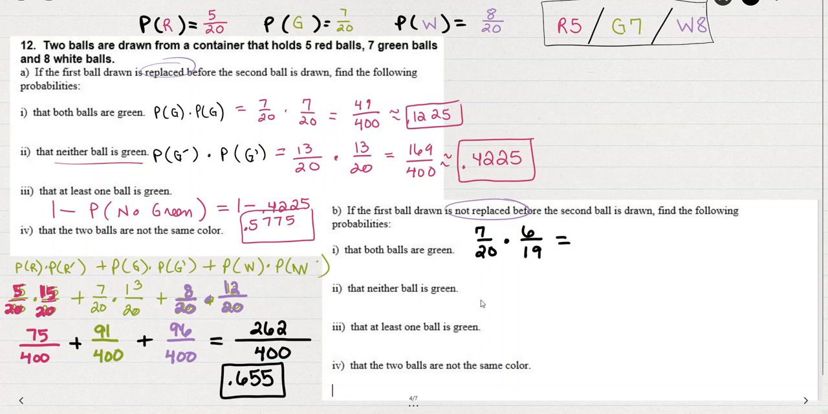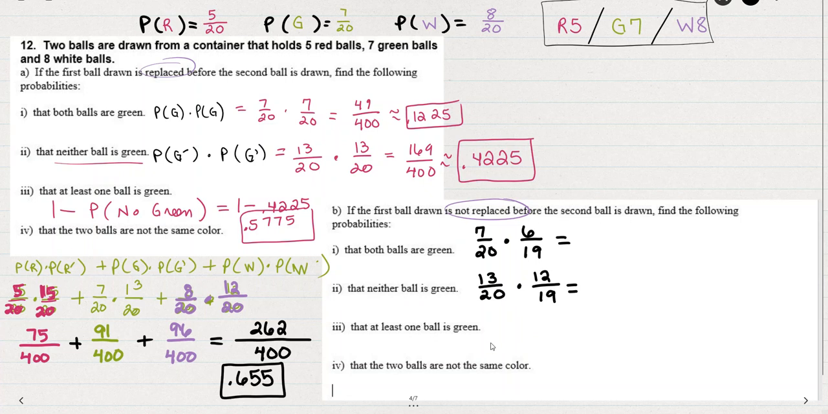Neither ball is green, so the probability that the first one is not green, there's 8 plus 5 that are not green. And then if I get one that wasn't green and keep that out, now there's 12 that are not green out of 19. And I'll leave that one for you to multiply also. Neither ball is green, 13 out of 20 times 12 over 19.